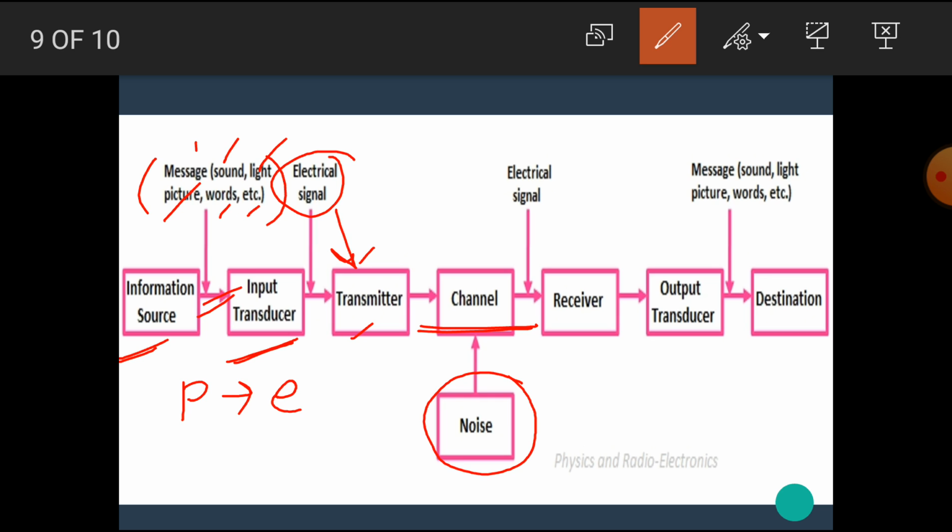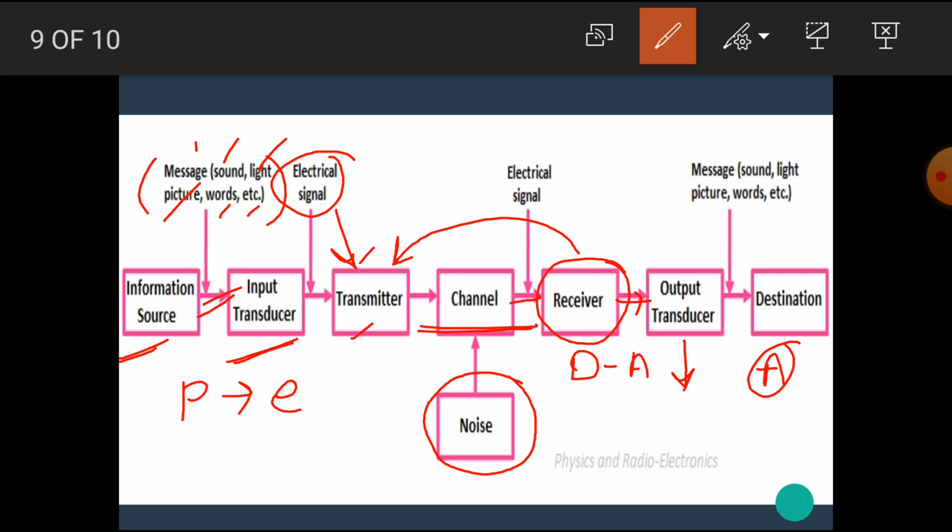Now the channel transmits the electrical signal and the receiver receives it. The receiver does the opposite action of the transmitter. That means if the signal is digital and at the output side we require an analog quantity, then it needs to be converted from digital into analog, hence the D to A converter is present at the receiver side. The output of the receiver is connected to the output transducer.